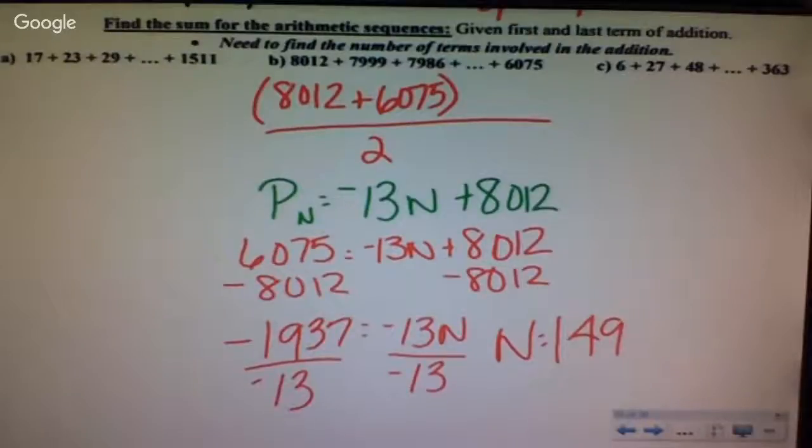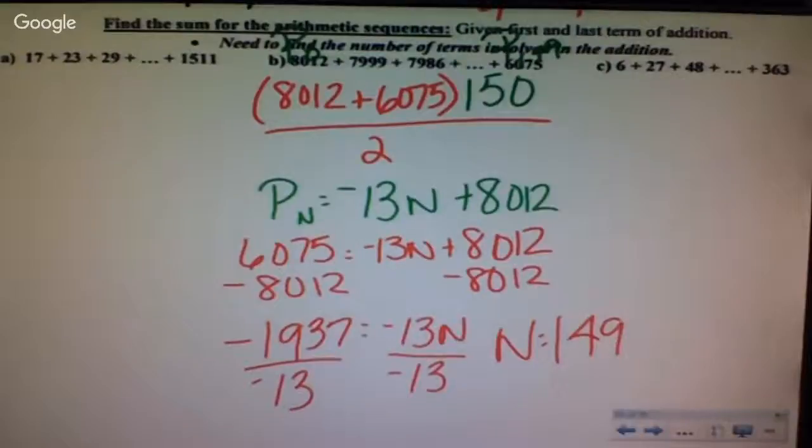All right, so if this goes from P sub 0 to P sub 149, how many terms are there? 150. 150. This is so weird. It is a weird concept to grasp.